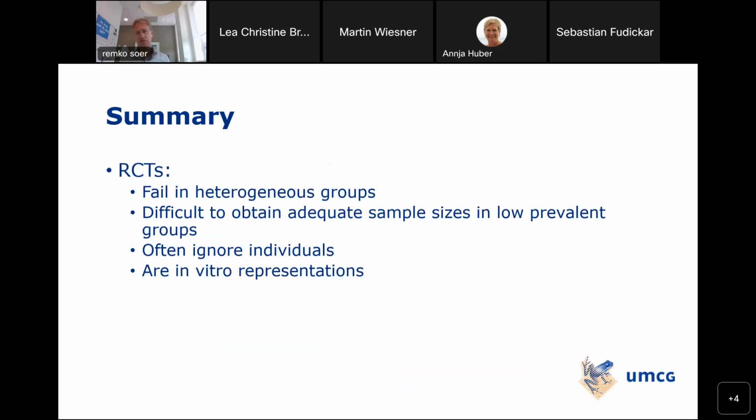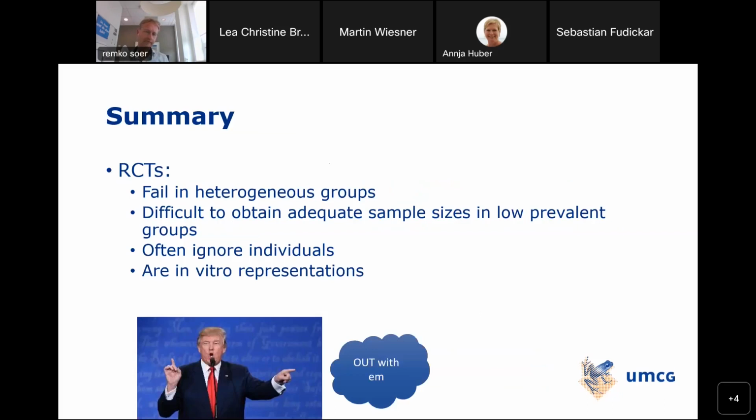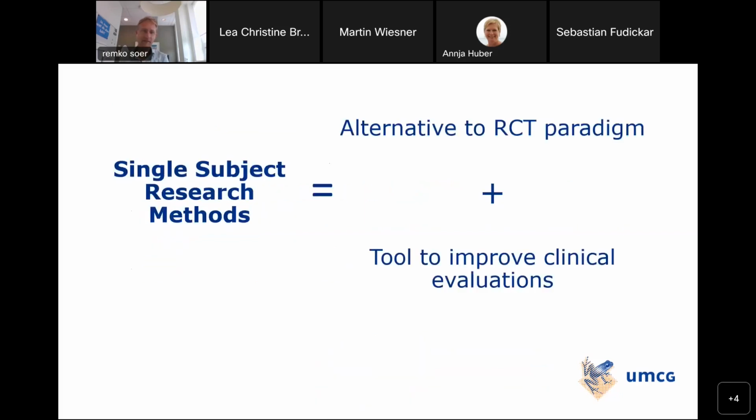So I was a bit struggling with it. From the RCT, is this still the gold standard, or should we really do something else? So should we also get out with the RCT? I'm not sure, but at least it made me think. I went to the other side. I thought, okay, if this is not it, how about the complete other side, the single subject research methodology?